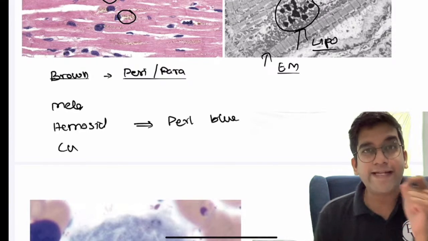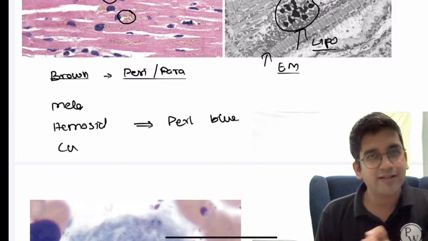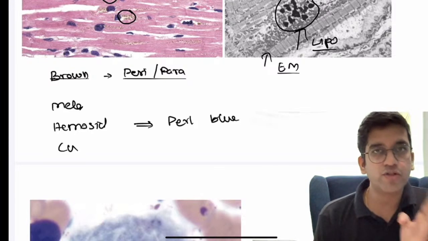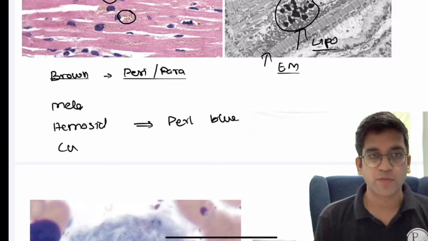I have one more leading question, because with this PYQ, let's extrapolate a little bit more. Perls' Prussian blue will stain hemosiderin, ferritin, or both. What will be the right answer?